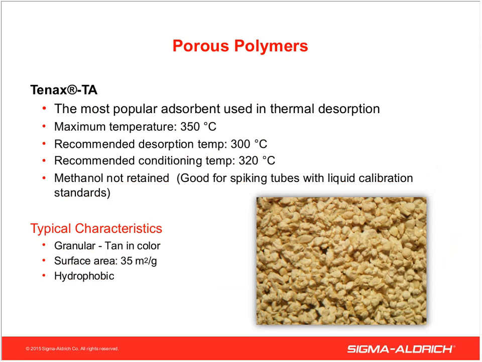Methanol is not retained by 10X, so it's very good for spiking our liquid calibration standards made with methanol, because the methanol will travel through the adsorbent and it won't be retained. Some of the other typical characteristics of 10X are that it's tan in color, has a surface area of 35 meters squared per gram, and it's hydrophobic. But oftentimes a porous polymer can have a higher background contamination level, making it sometimes hard to reach part per billion detection limits.